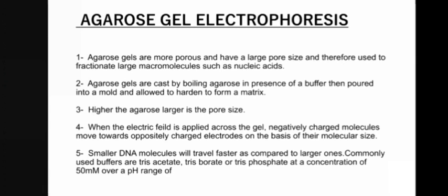When the electric field is applied across the gel, negatively charged molecules move toward oppositely charged electrodes on the basis of their molecular size. Smaller DNA molecules will travel faster as compared to large ones. Commonly used buffers are Tris acetate, Tris borate, or Tris phosphate at a concentration of 50 millimolar.